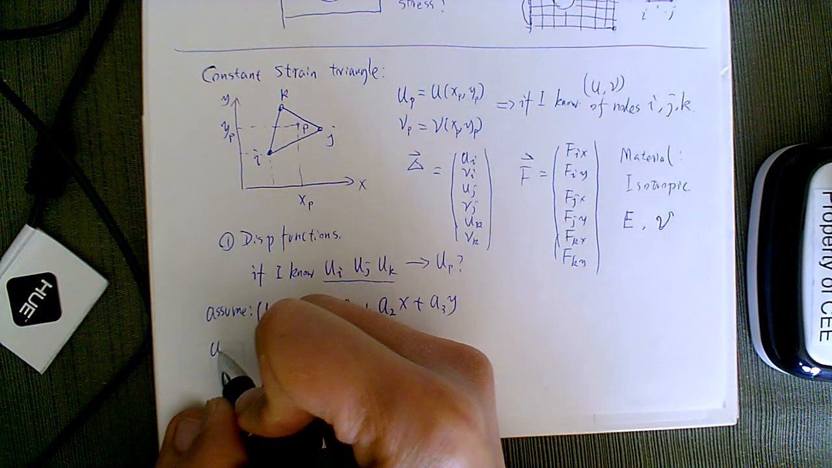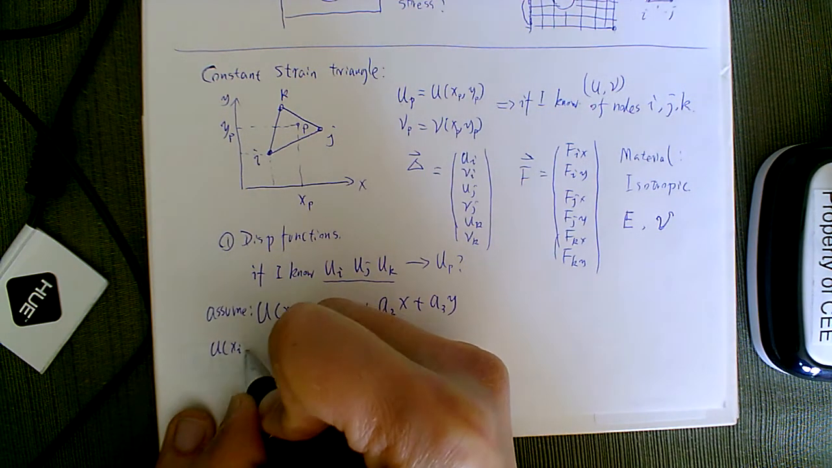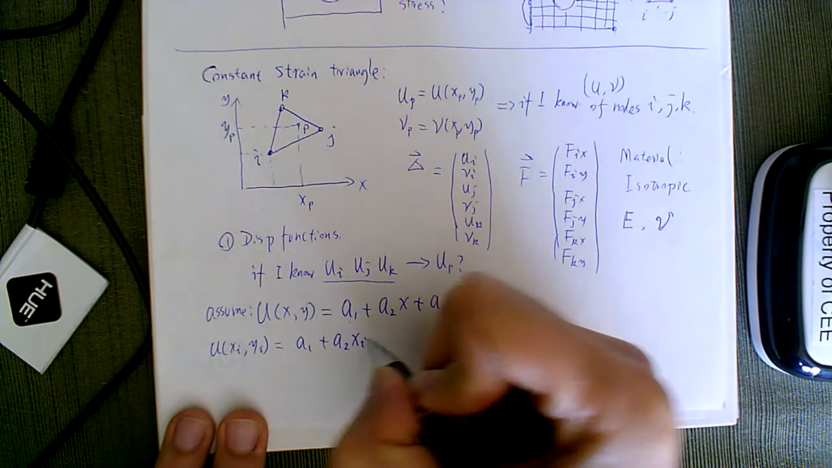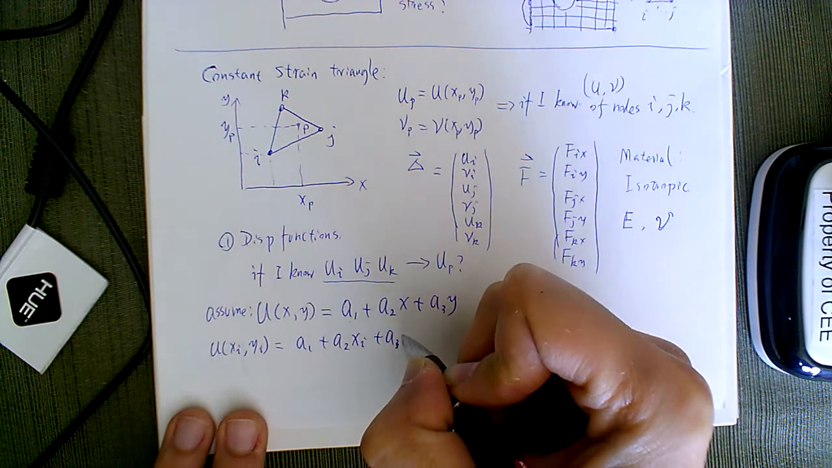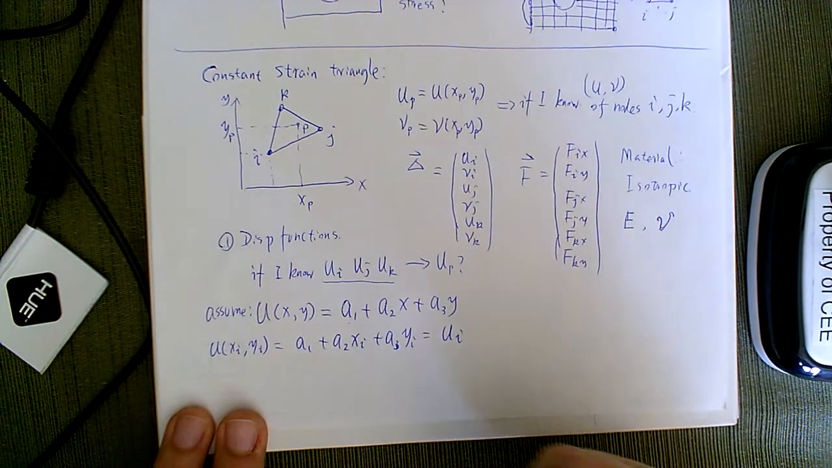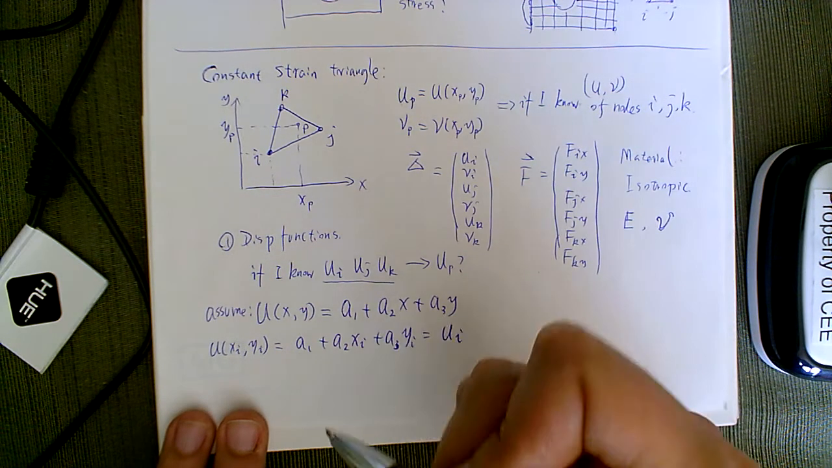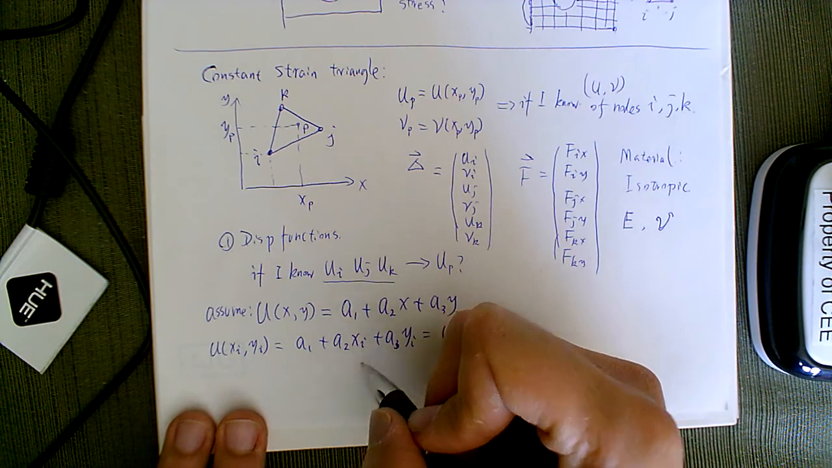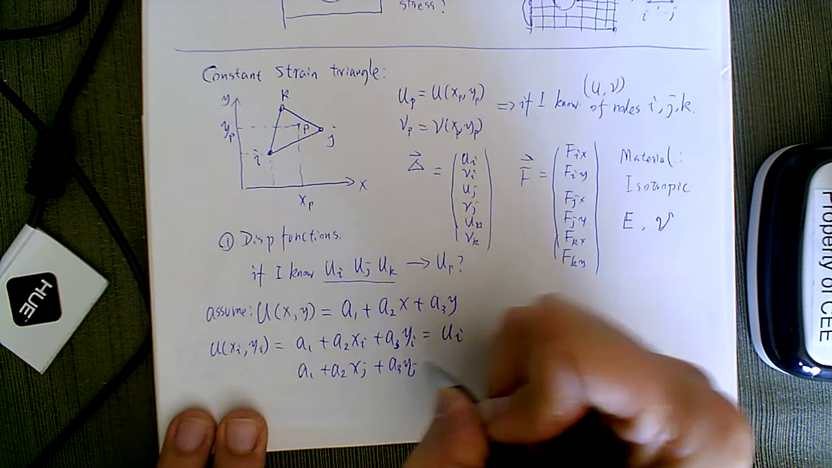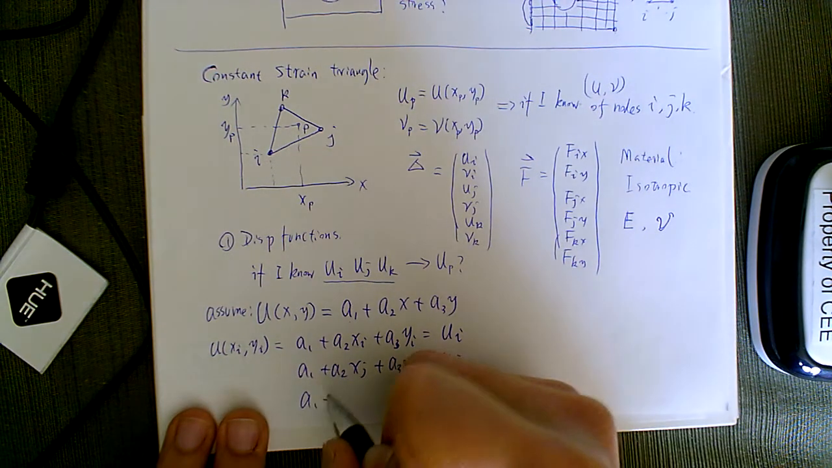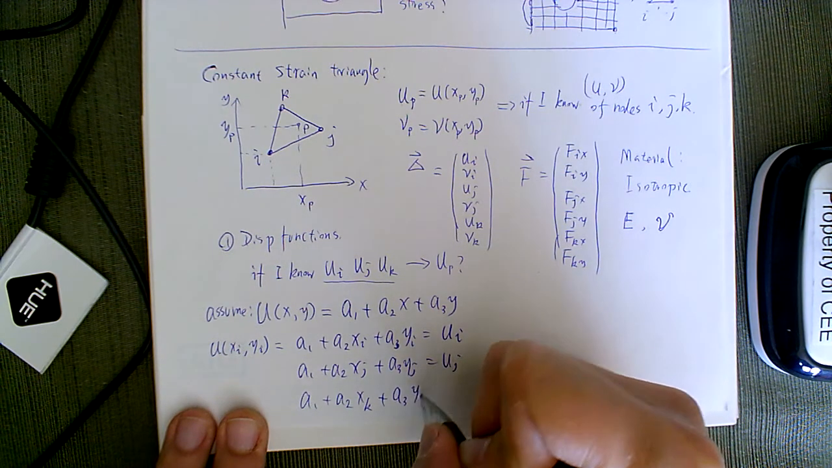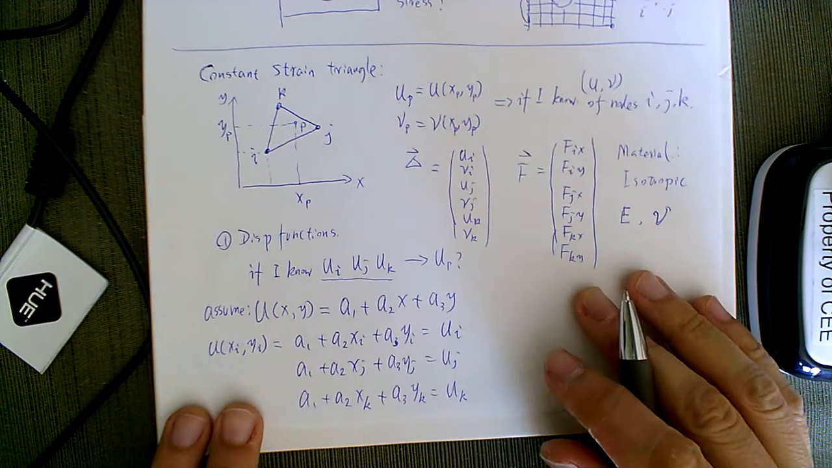So I could have u of xi, yi equals a1 plus a2 xi plus a3 yi, which should equal ui. Then you know the drill. I can do a1 plus a2 xj plus a3 yj equals uj, and a1 plus a2 xk plus a3 yk equals uk.